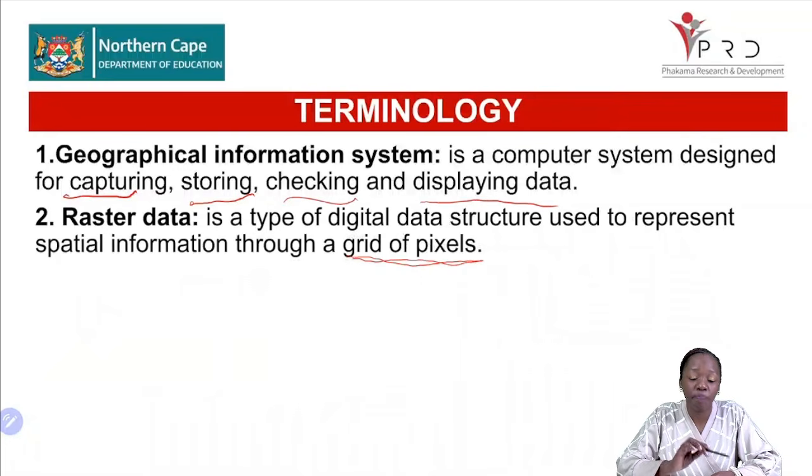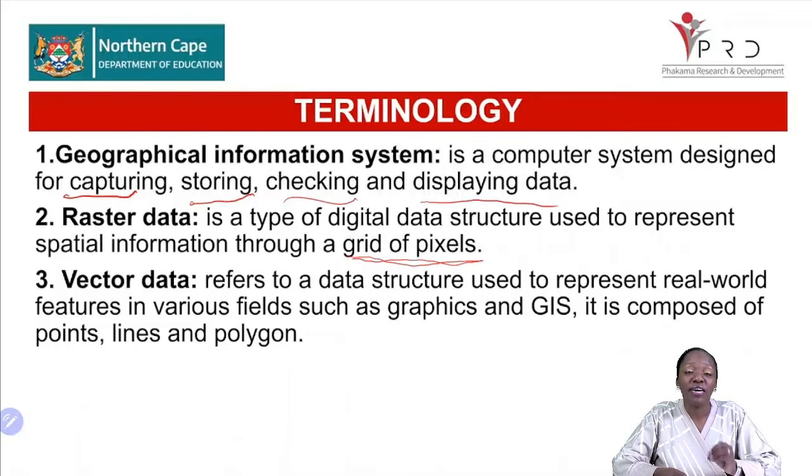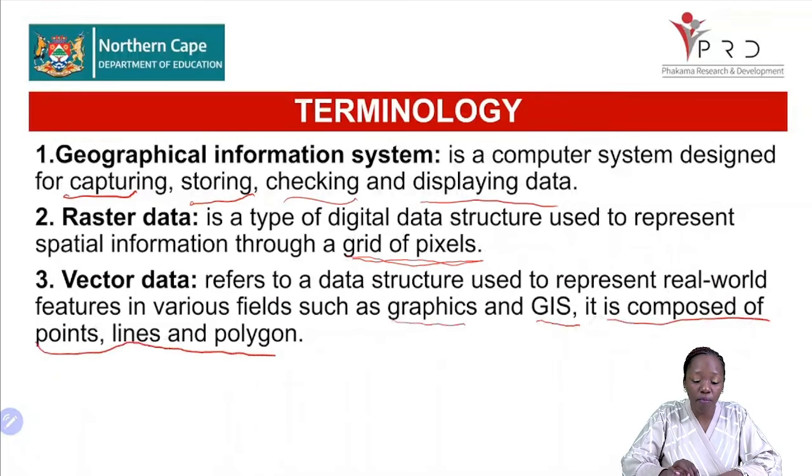Here is the key. Then number 3, we're looking at the vector data. Remember these 2, your raster as well as your vector. You must be able to differentiate between the 2. So your vector data refers to a data structure which is used to represent the real world, and it also features various fields such as graphics as well as GIS. Very important, it is composed of points, lines, and polygons.